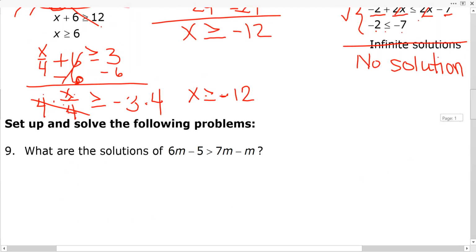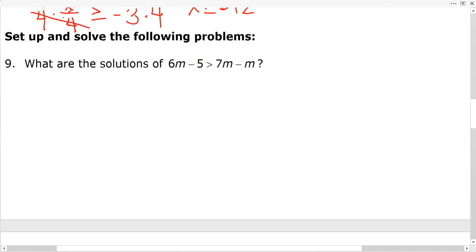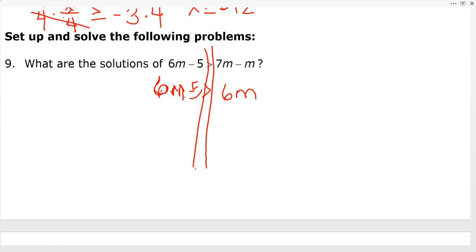Okay, number 9. Go ahead and draw our railroad tracks. We have 7m minus m, so we have 6m. 6m minus 5 greater than 6m. And right about now you go, hey, wait a minute. 6m minus 5 is never going to be greater than 6m, or is it?